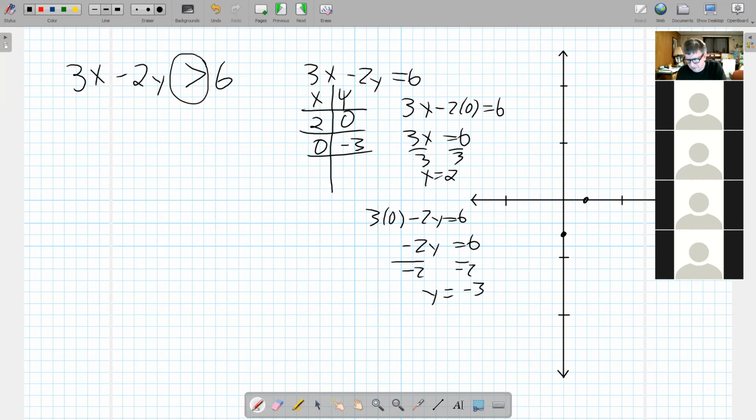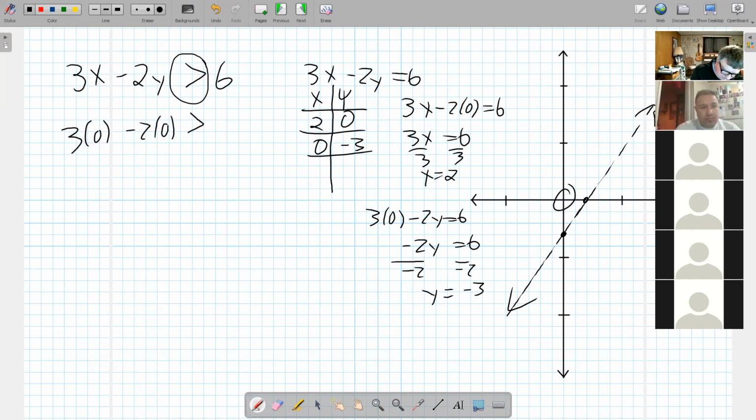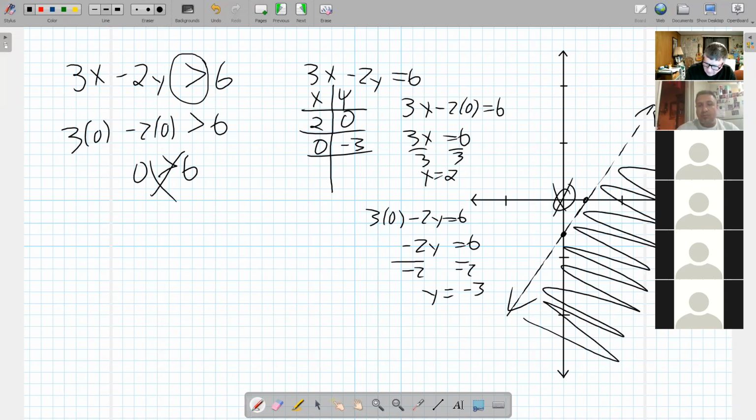It's a dotted line because it doesn't include equals. Okay. Once again, I need to pick a test point. Again, the origin works, so I use that. Is that true? Is 0 greater than 6? No, it's not. So that's not the correct side. So the graph is on that side. So the solution is everything below, but not including the dotted line.